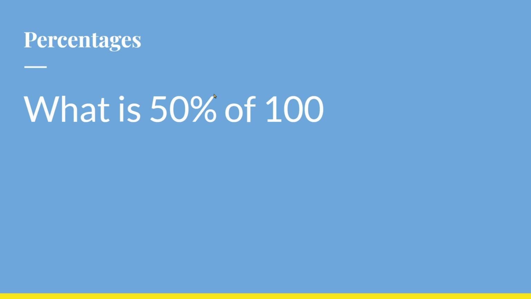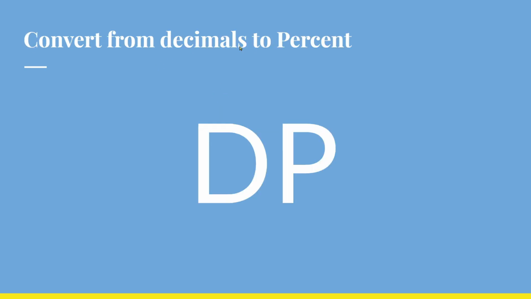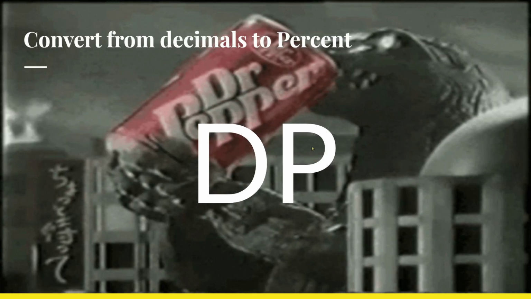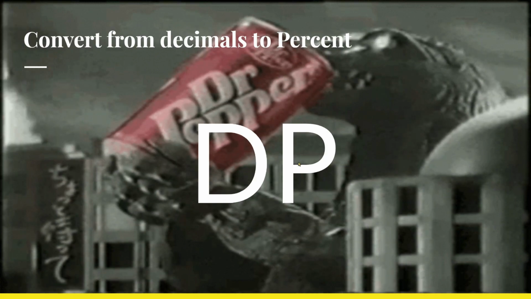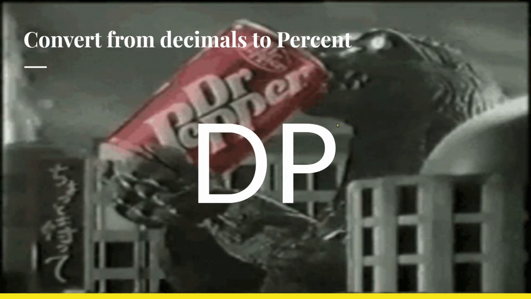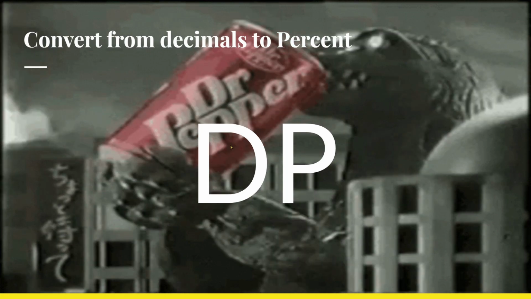To learn to convert from decimals to percents, we use DP. This is a little solution I like to use when converting from decimals to percents. There are other methods that work too. You could always multiply the decimal by 100, that's kind of the factor of percents, but DP is a solution I like to use, and I like to remember that with Dr Pepper. Dr Pepper is delicious, and it's going to help us with some math today. And I got this Godzilla drinking Dr Pepper gif on the internet.